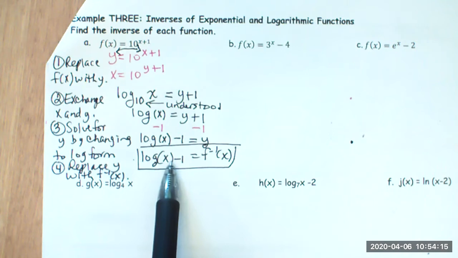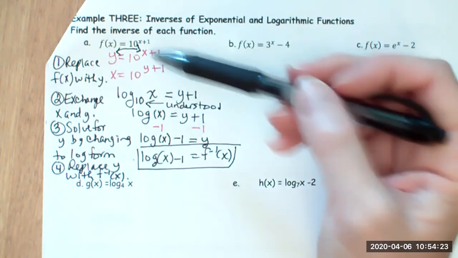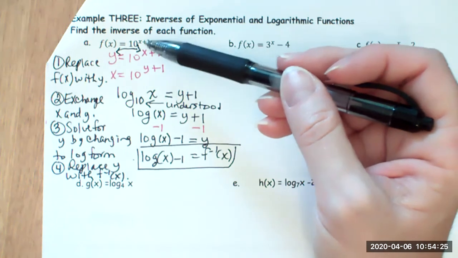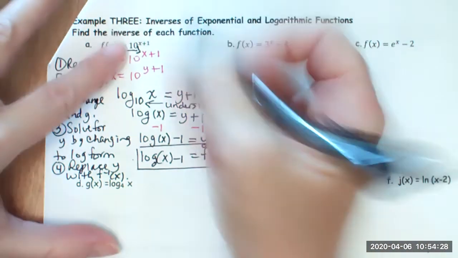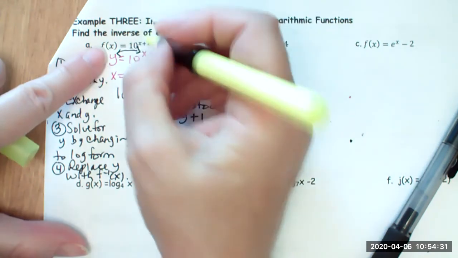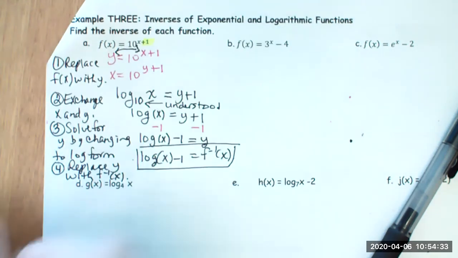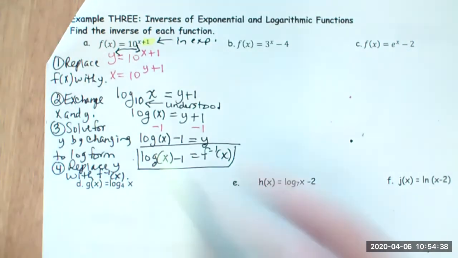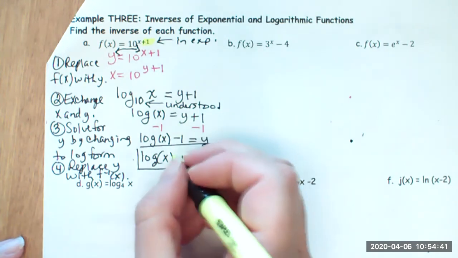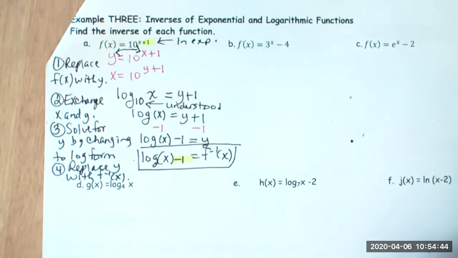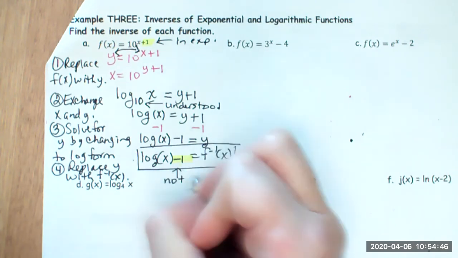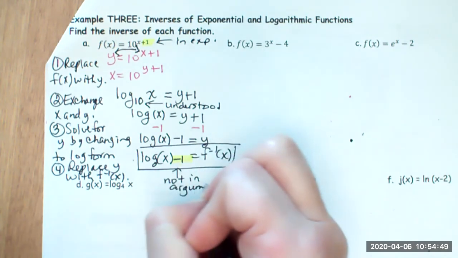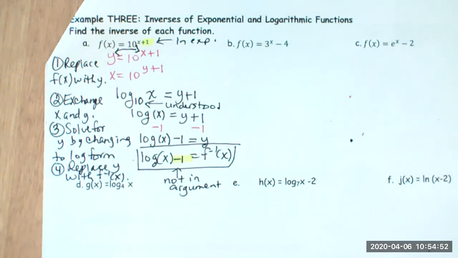Whereas here, we're doing the opposite operations in the opposite order. So the first thing we're doing is taking the log, and then we're doing the opposite of adding, we're subtracting 1. So notice that here, the plus 1 was in the exponent, and here, the minus 1 was not part of the argument. That's important for you to pay attention to.